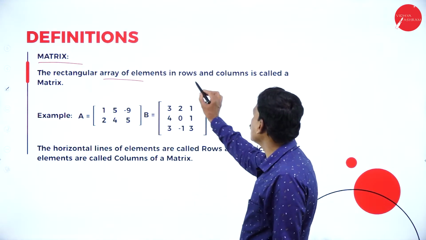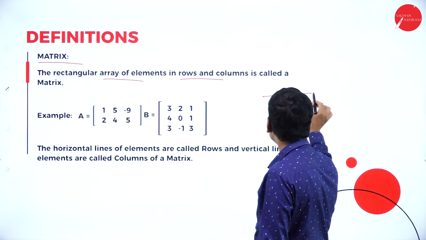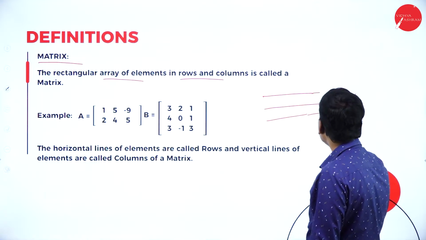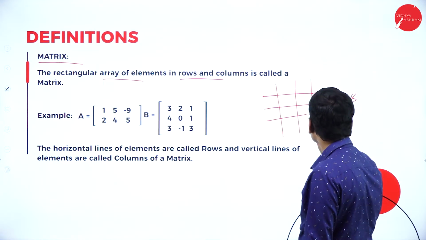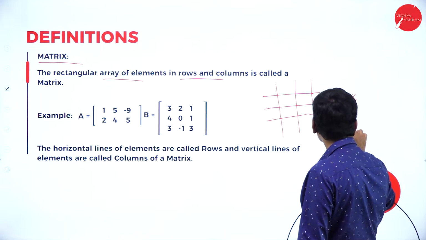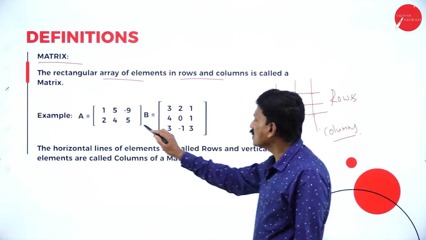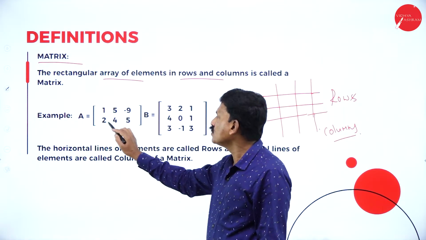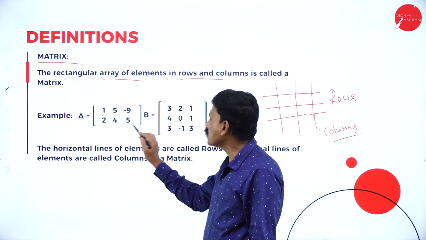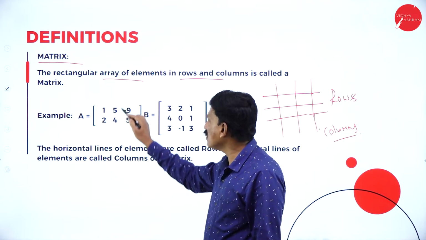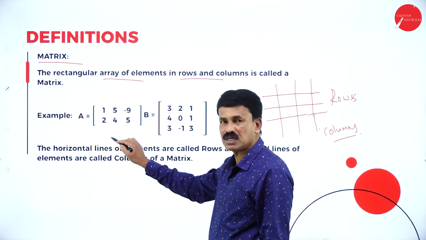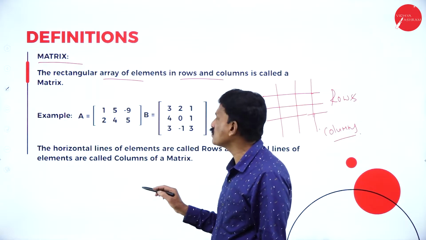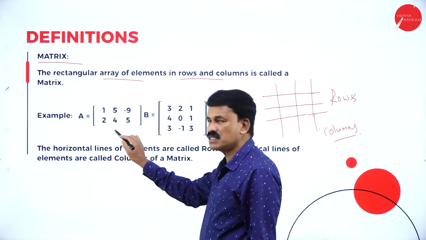So, the rectangular arrangement of elements in rows and columns. These horizontal lines are called the rows, and the vertical lines are called the columns of a matrix. 1, 5, minus 9 is the first row, 2, 4, 5 is the second row. First row, second row, and the columns: first column, second column, third column. 1, 2 comes in the first column, 5, 4 in the second column, minus 9 and 5 in the third column.